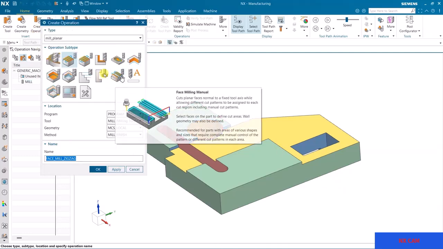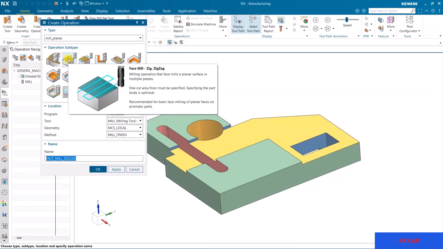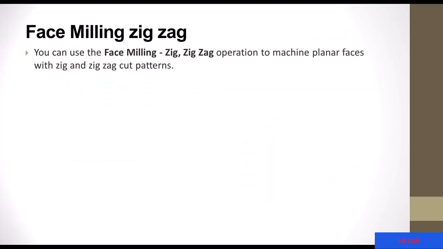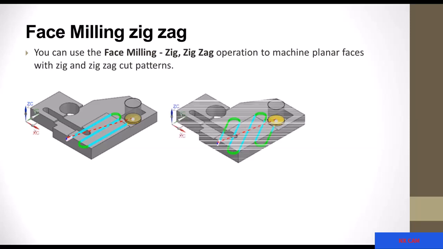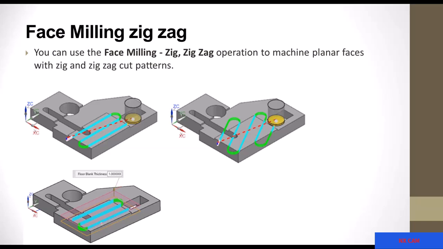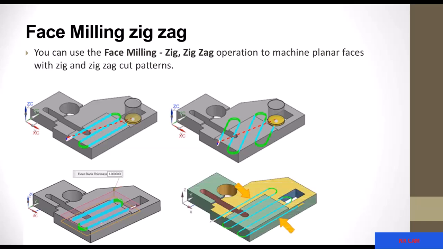Now click here, and the option is face milling zigzag. For face milling zigzag, we use a zigzag pattern for finishing a face. Basically, this is face milling, and we can use zigzag in any direction so that we can cut according to the part angle. So this is the way, straight or at a particular angle, and we need to define blank thickness, and the result will come. Let's see with this example.